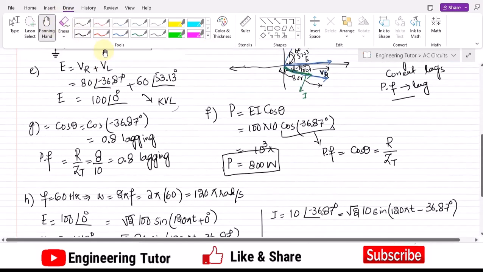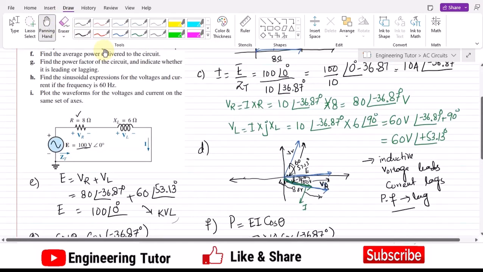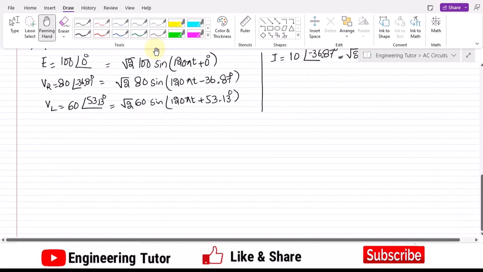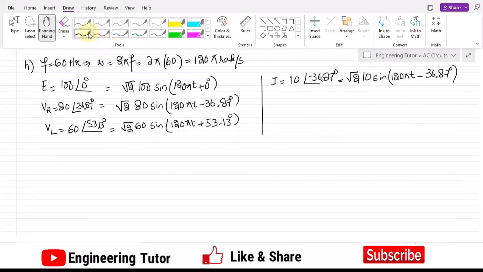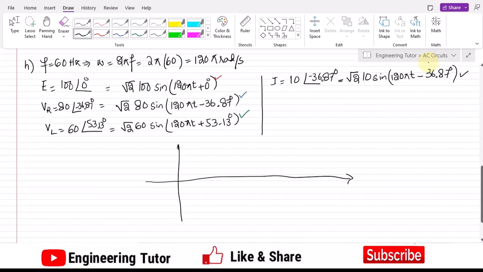Okay, so what is the last part? In the last part, I have to plot the waveforms for the voltage and currents on the same axis. So again I have to plot these values over the same axis. Let me represent this voltage with red color, this V of R with blue color, this with green color, and the last one, this current, with black color. Okay, so let me plot it here. This is, let me call, the time axis.